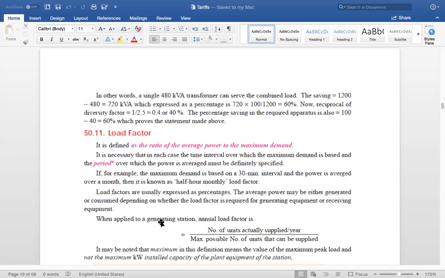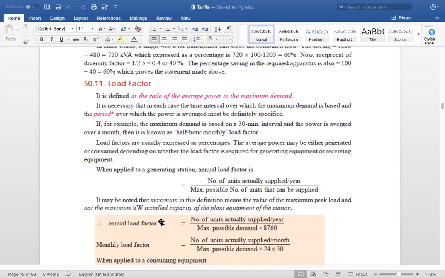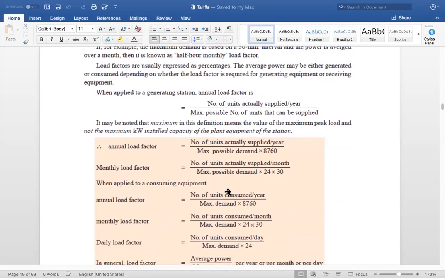So when applied to a generating station, the annual load factor is the number of units actually supplied per year divided by the maximum number of units that can be supplied. So there we have the definitions: annual load factor, monthly load factor.